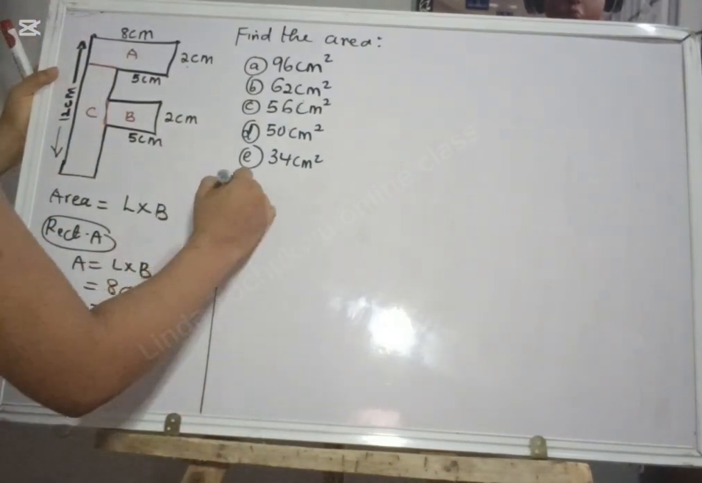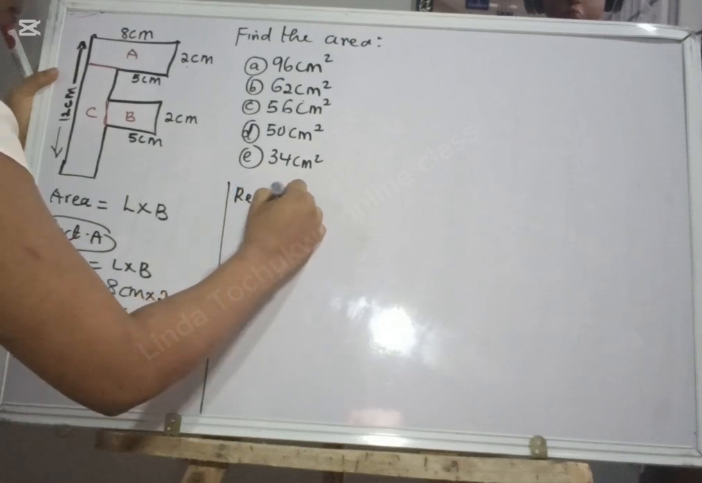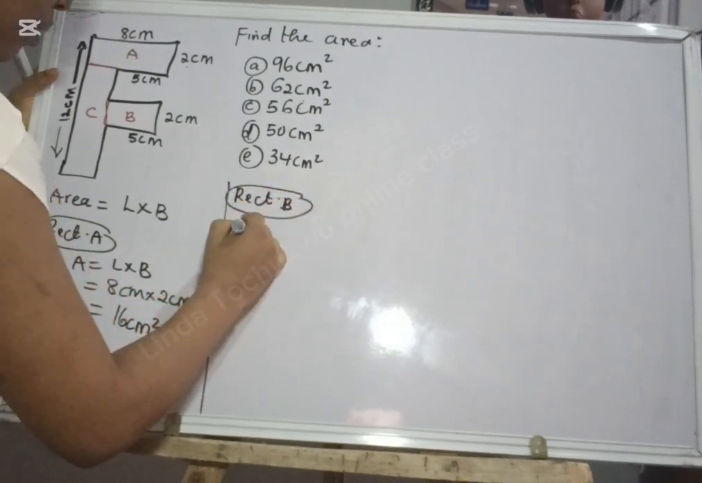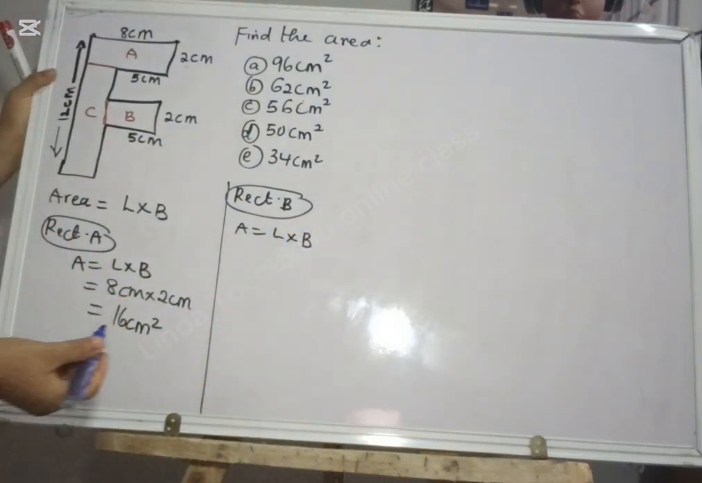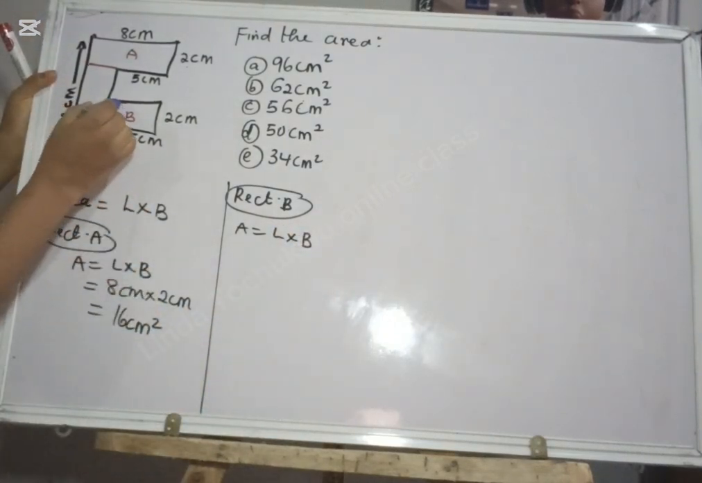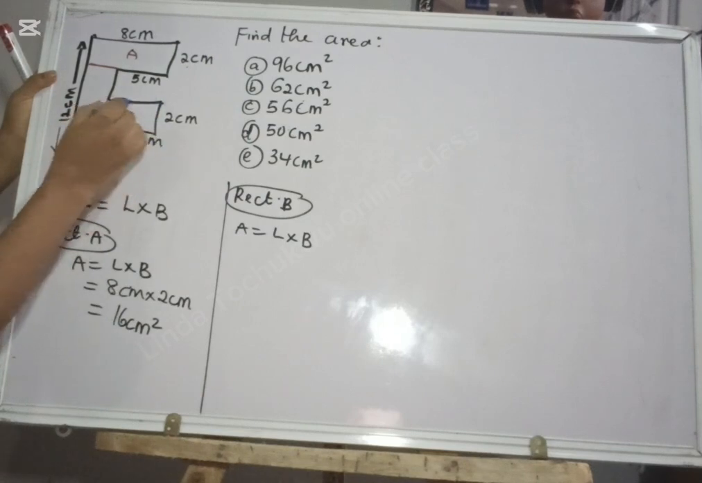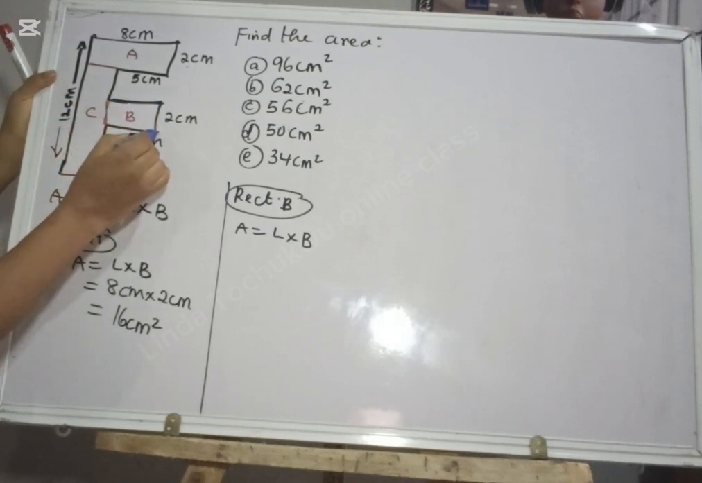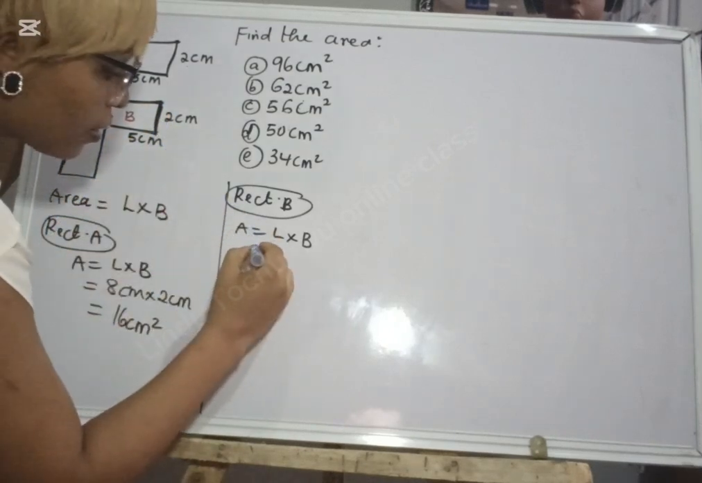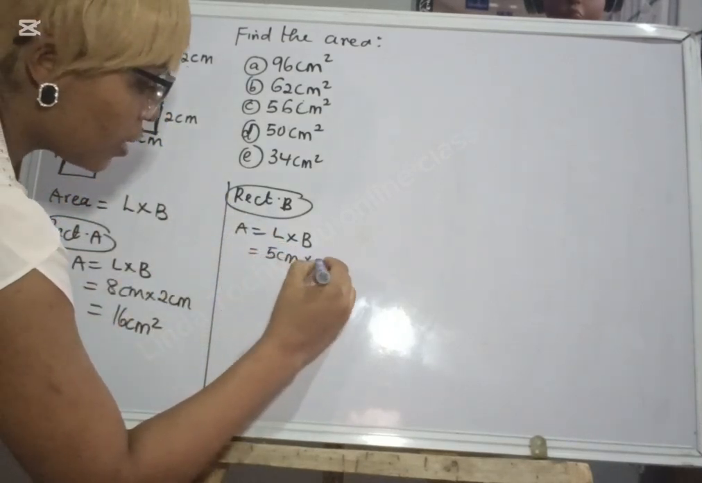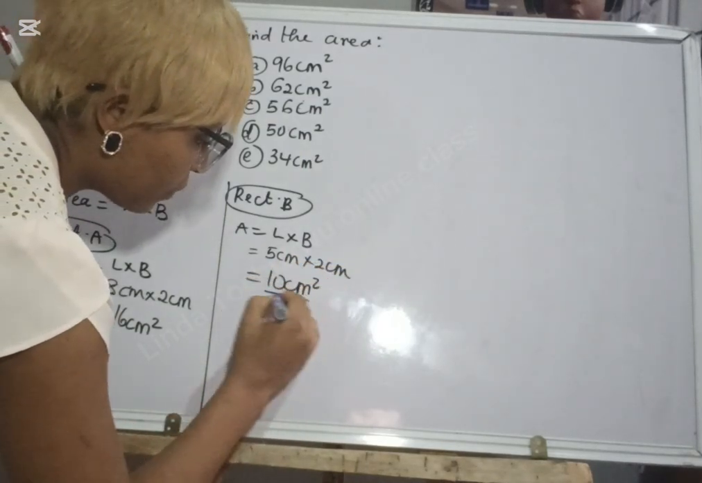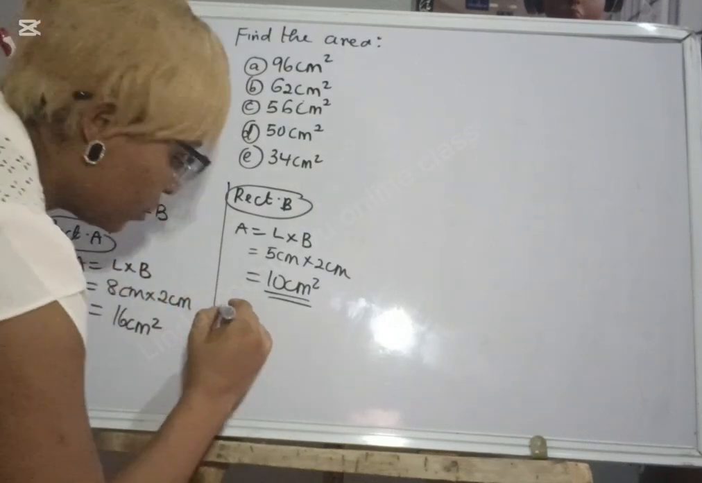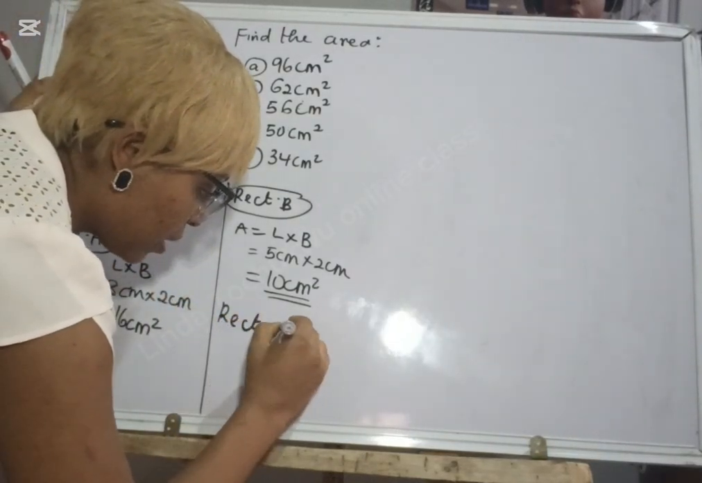Now let's focus on rectangle B. Area is length times breadth. What is my length and what is my breadth? Here is my length, and here is also my length, and here is my breadth. So my length is 5 centimeter times 2 centimeter. That will be 10 centimeter square. Now rectangle C.